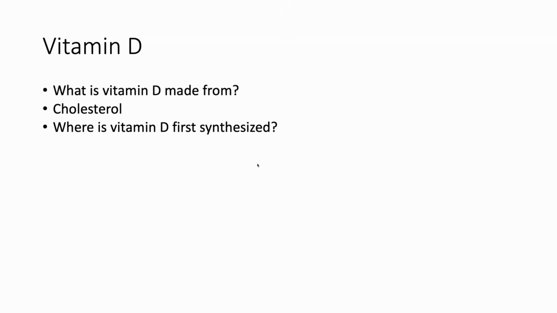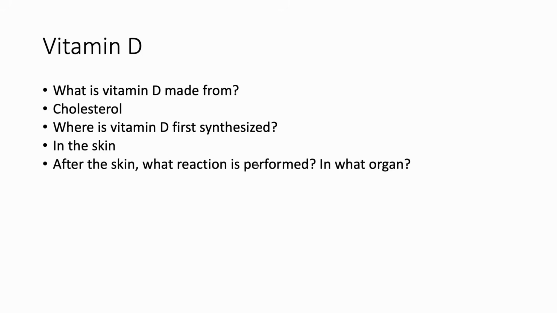Good. So Shama, where is it first synthesized? I think it starts in the skin. You have UV breakdown of, I'm not sure what bond. Yeah, exactly. So it basically is producing, I think it's D3 at that point in the skin. Okay. So you don't have to know the exact reaction. Just know that the first reaction is happening in the skin and it uses UV light.